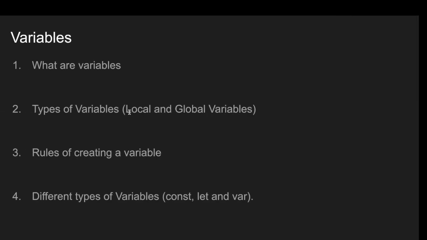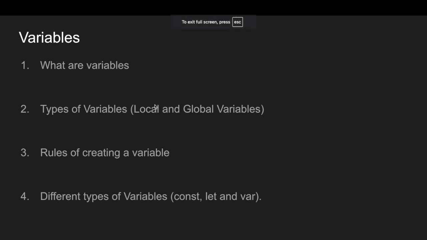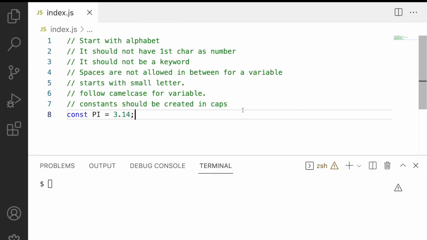Let's go back to our slide. We have covered all this. We will talk about local and global variables. For now, I'm not talking about this because it can be understood once some of the advanced concepts of JavaScript are covered, and then you will understand more about local variables and global variables. So that's about your variables in JavaScript.